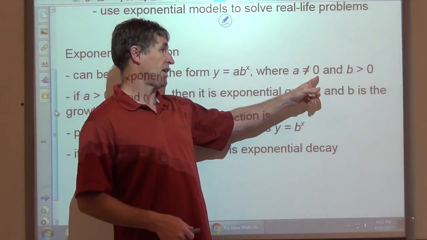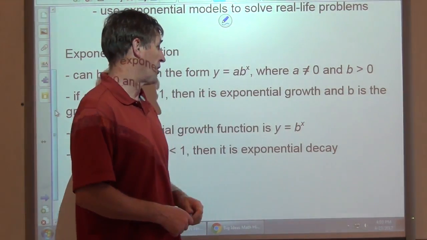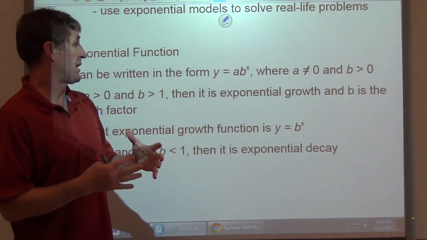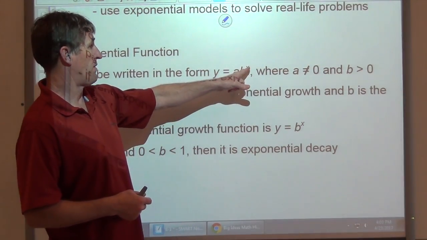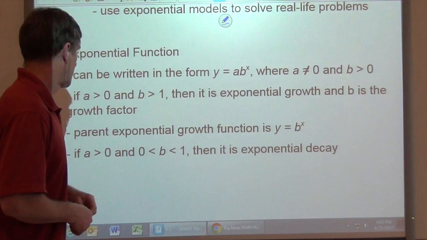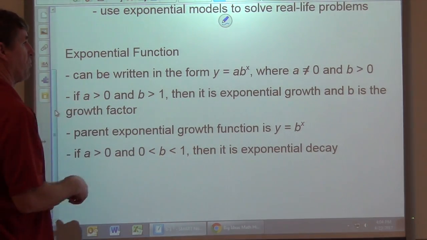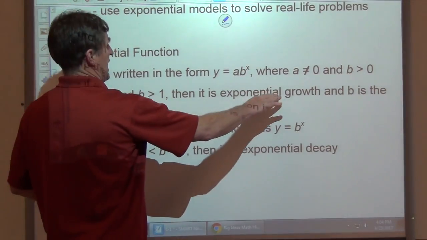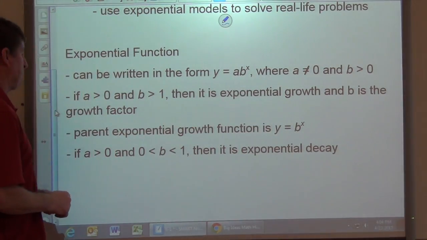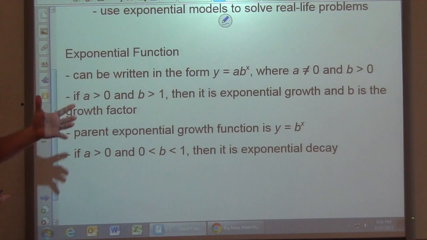So an exponential function can be written in the form of y equals ab to the x, where a is not equal to 0 and b is greater than 1. What really makes an exponential function is when we've now put the variable in the exponent. So if a is greater than 0 and b is greater than 1, then it is an exponential growth problem, and b is what's called the growth factor.